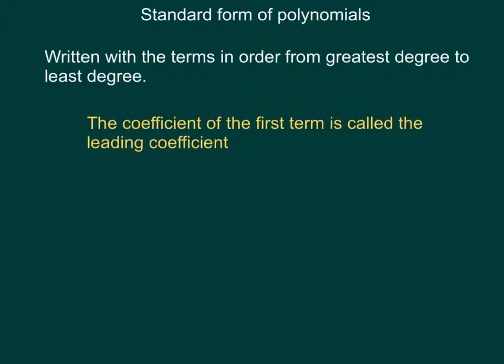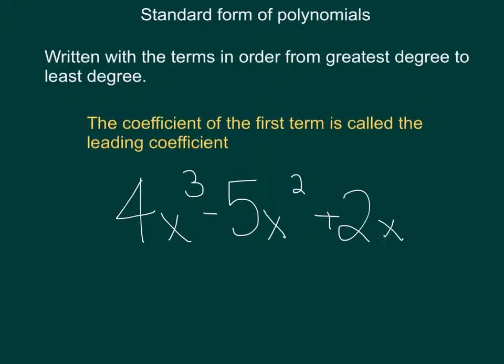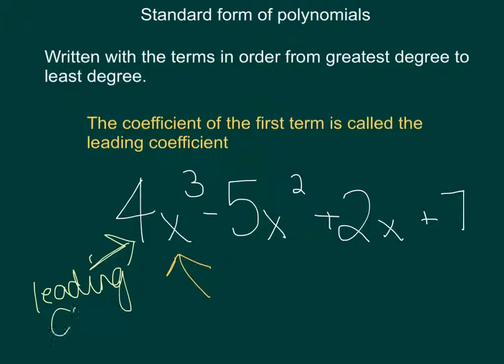So if we had an example of a standard form polynomial, it would look something like this. We would have 4x to the third minus 5x squared plus 2x plus 7. You can see that the greatest degree is this one because it's x to the third, and then x squared, and then x, and then no degree. And so the leading coefficient would be the 4. This would be your leading coefficient.